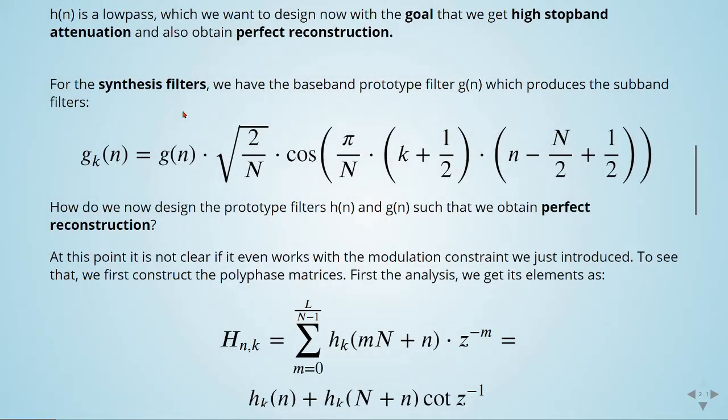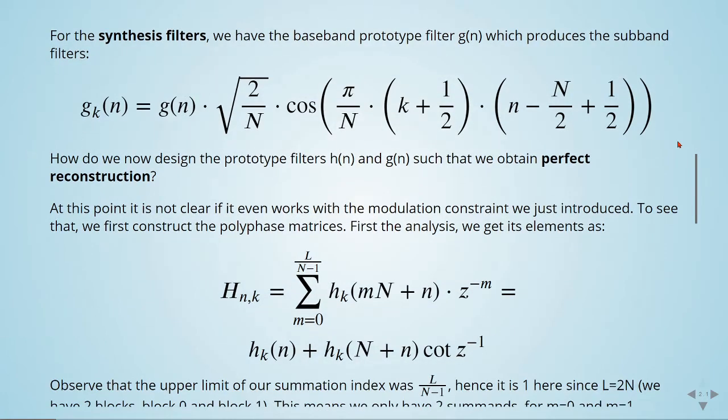For the synthesis filters, we have the baseband prototype filter g[n], which produces the subband filters g_k[n], where k is our subbands. How do we now design the prototype filters h[n] and g[n] such that we obtain perfect reconstruction? At this point, it is not even clear if it works with this modulation constraint we just introduced.